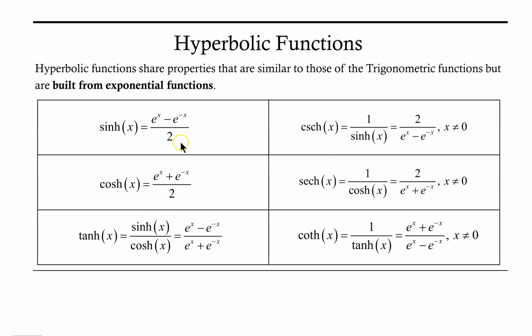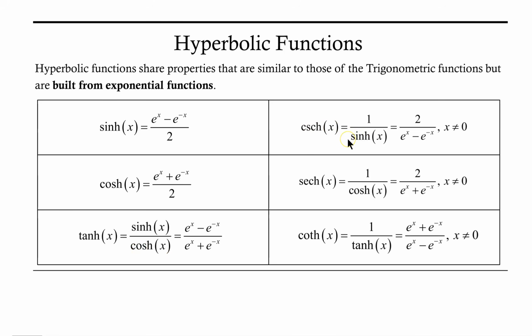Now you'll notice in the definitions here of each of our hyperbolic functions, the exponential function. So for example, the hyperbolic sine or sinh is e to the x minus e to the negative x divided by 2. The hyperbolic cosine is e to the x plus e to the negative x divided by 2. The hyperbolic tangent, much like the trigonometric tangent, is sinh over cosh.